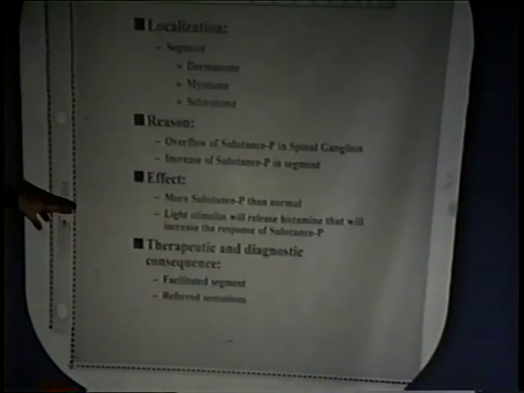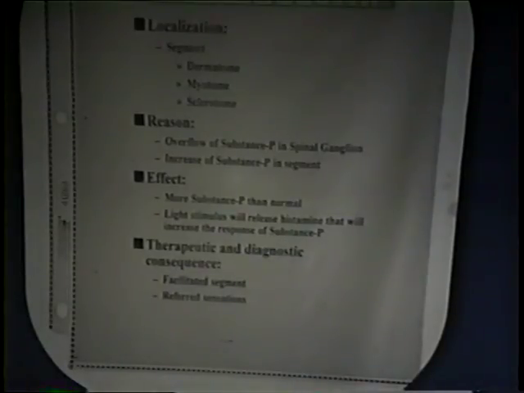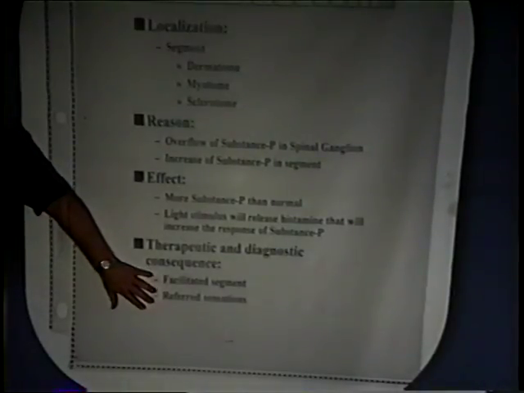The consequence for us is, perhaps, that this is a facilitated segment, and referred sensations, because it is more sensitive. If substance P is there, prostaglandin will also be there. And this is the secondary hyperalgesia.